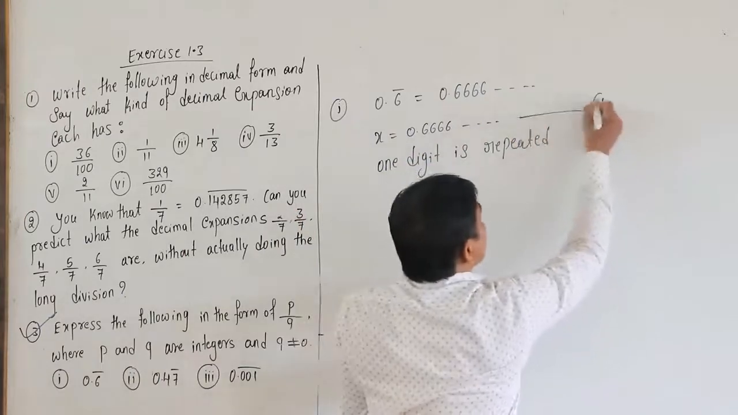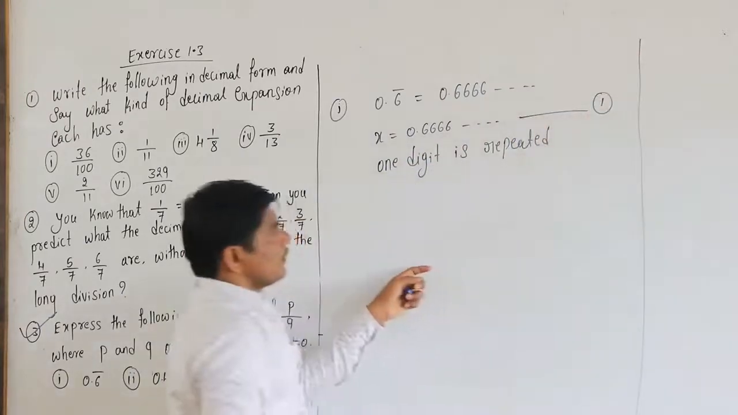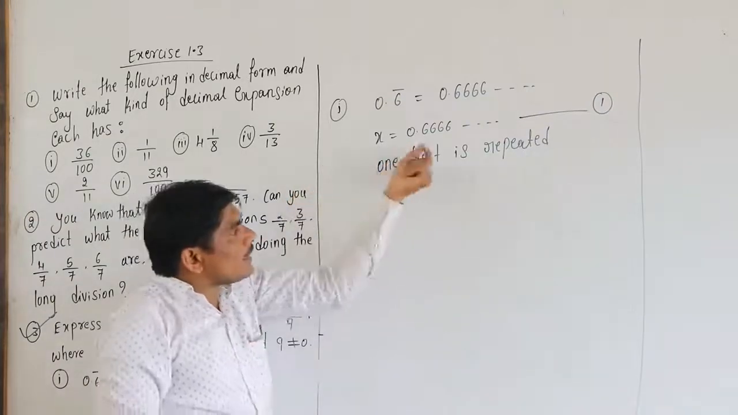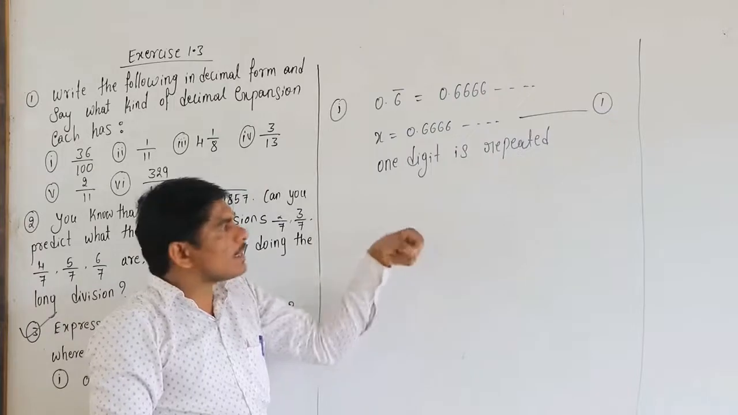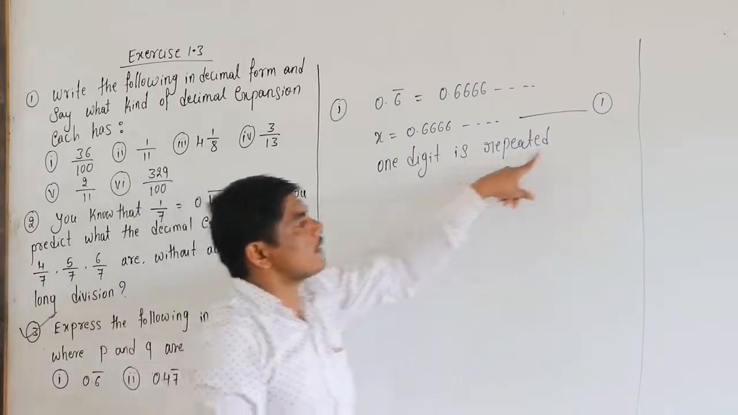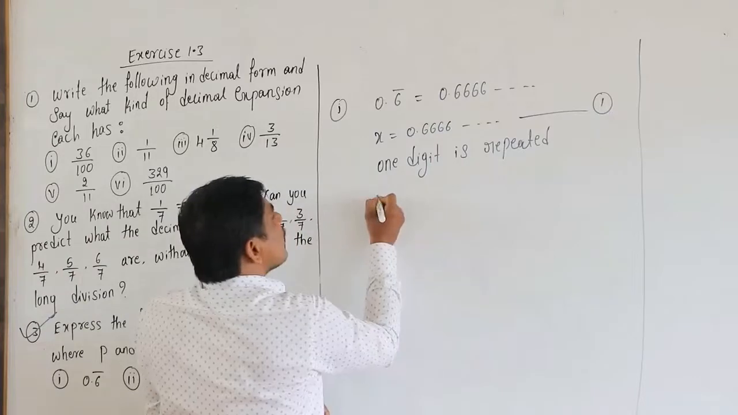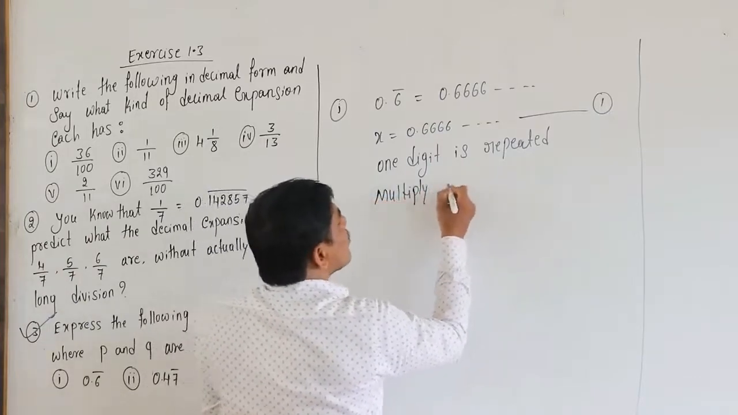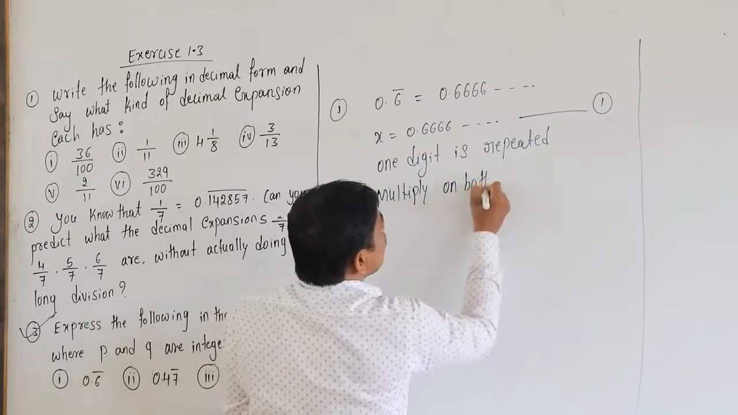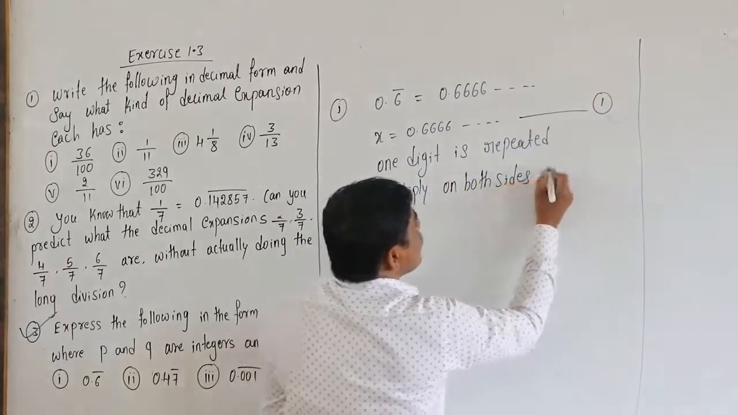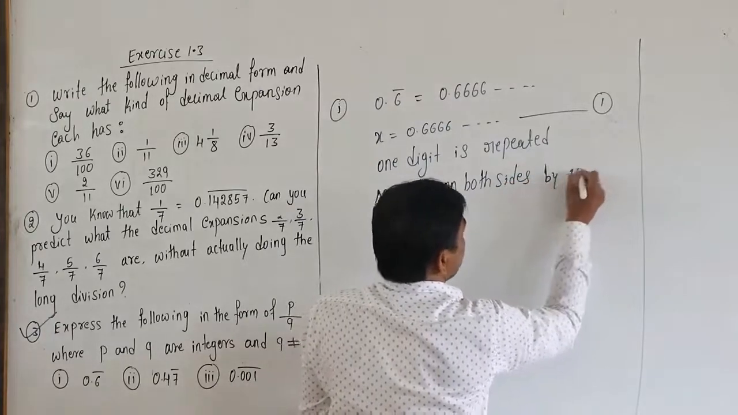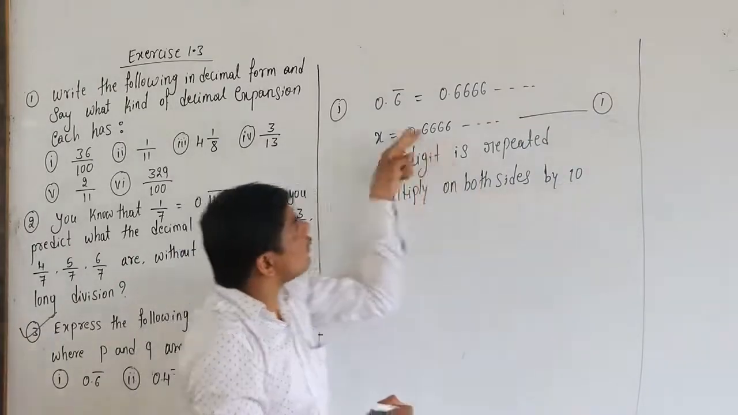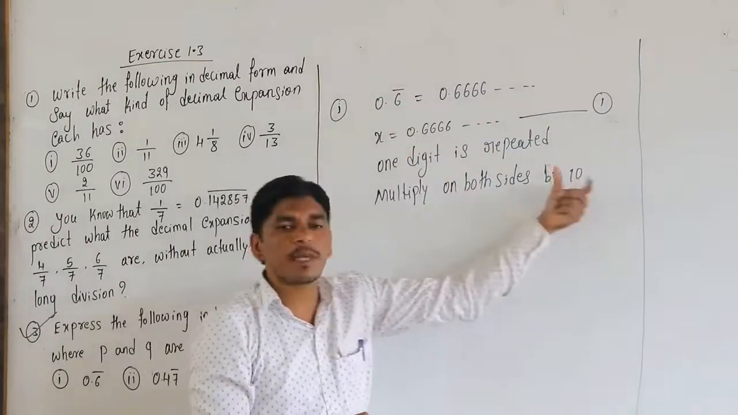I have considered this as equation number 1. Now, we observe equation number 1. How many digits are repeated? Only one digit is repeated. That's why here you multiply on both sides by 10. Why do you take 10? Only one number is repeated, so you multiply by 10. If two numbers are repeated in the given problem, you multiply by 100.